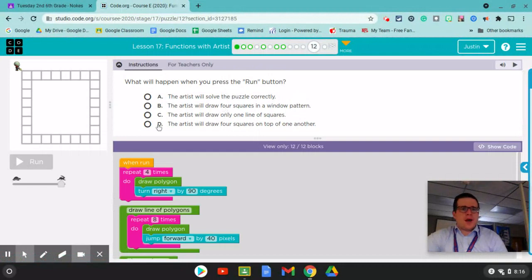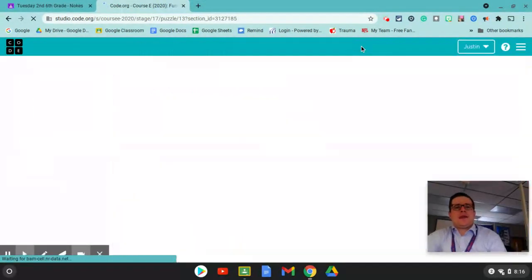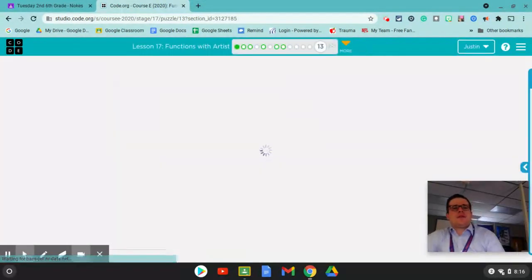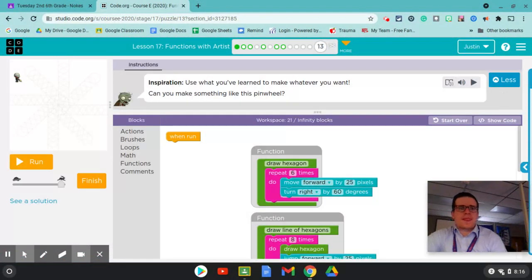This one's just a multiple choice. What do you think is going to happen? So A, B, C, or D. And then the last one, 13. Okay, use what you've learned to make whatever you want. So 13 is a free play that you can make anything you want. So I encourage you to be creative and see what all you can make. At least spend about 5 minutes on that.